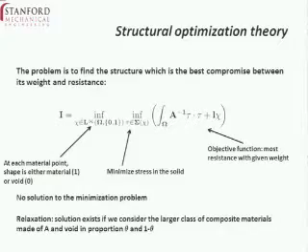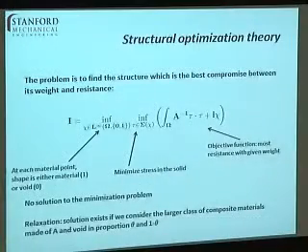So we want to find the structure, for instance. So you have to define some kind of objective function. Here, the objective function is to maximize the resistance of a mechanical part, for instance. And you have the weight. So that can be mathematically formulated as this equation.